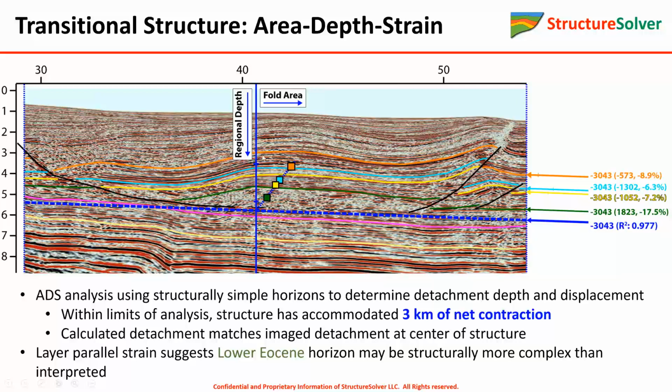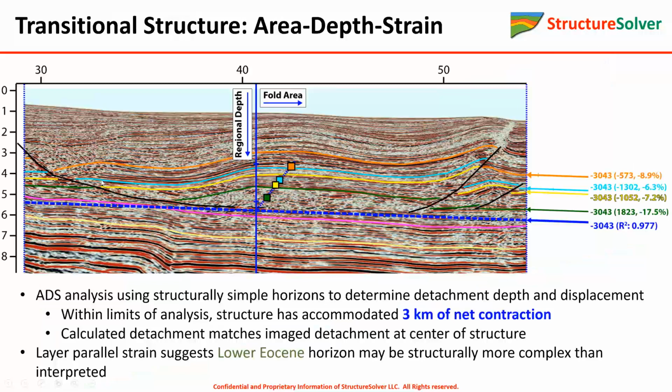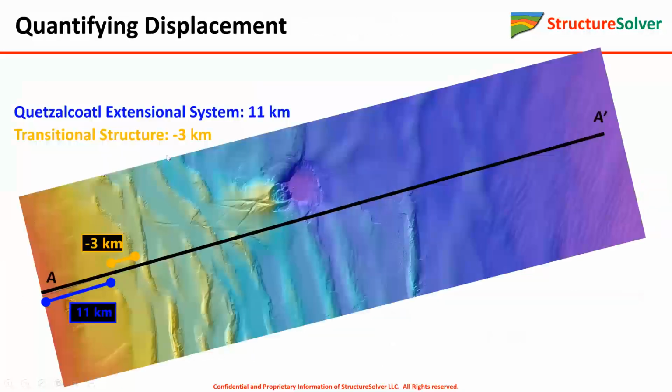And so there's a lot of insight, but we're still able to circumvent the complications of the kinematics to just get the detachment depth and the displacements without having to make a lot of assumptions in order to model it. So that allowed us to estimate the total amount of net displacement on that structure. So, it's extensional and contractional, but what we found out by doing that area depth was that the contraction wins in that fold, and you end up with about 3 kilometers of net contraction across the feature.